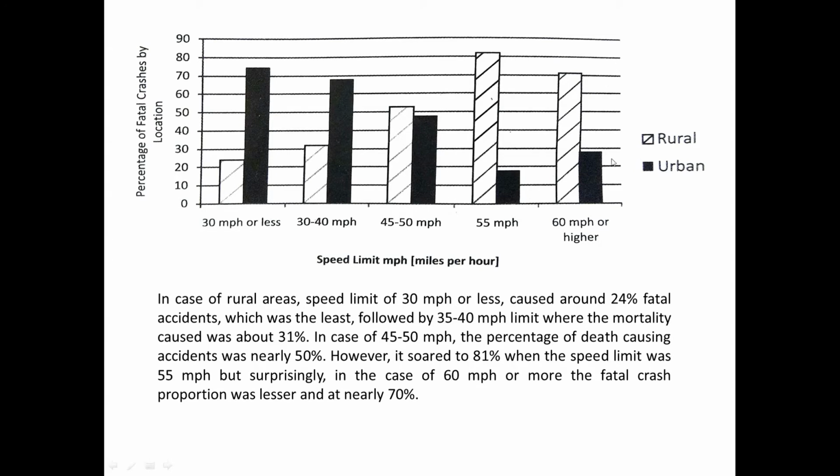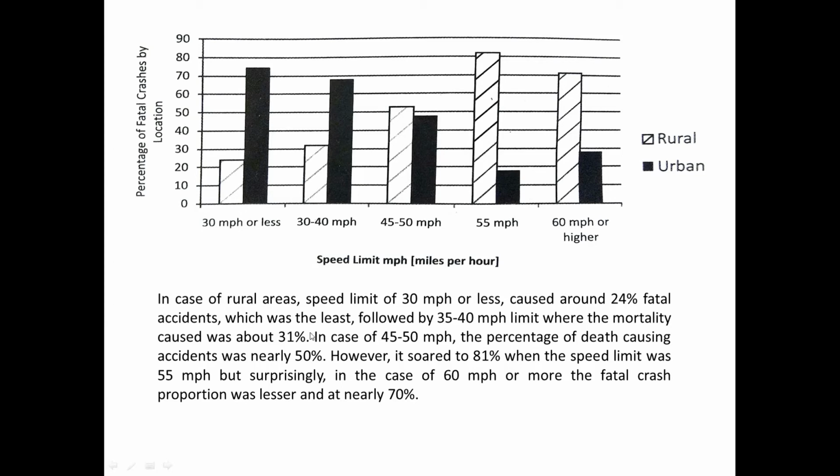As you can see, in the case of rural areas, at the beginning, at 30 mph or less speed limit, there is the least fatal crash proportion. Then there is an increase in it, and at last there is a slight decrease at 60 mph or higher speed limit. So we have to just write it, and let's see.